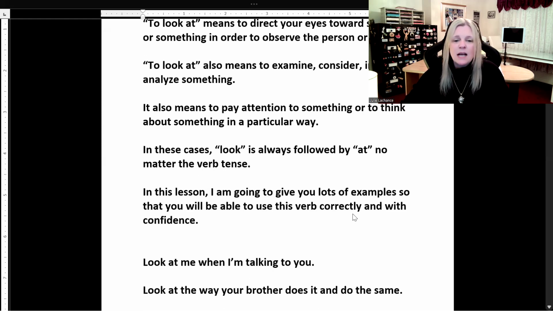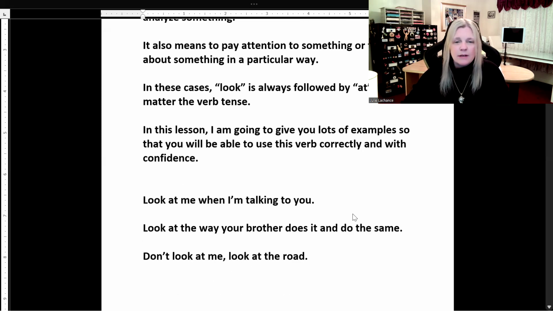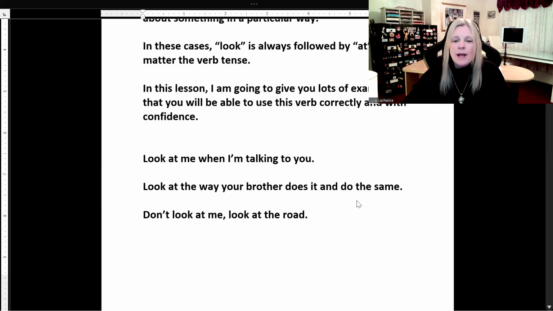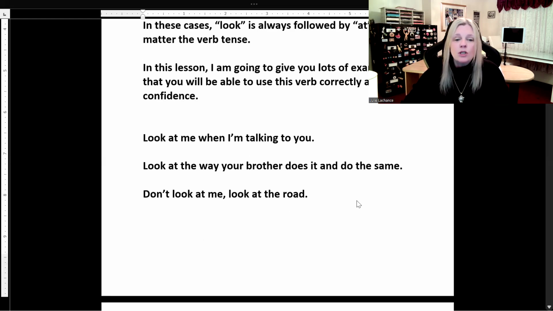In this lesson, I am going to give you lots of examples so that you will be able to use this verb correctly and with confidence. Here are some examples. Look at me when I'm talking to you. You see, look is followed by at. Look at the way your brother does it and do the same. Don't look at me, look at the road.